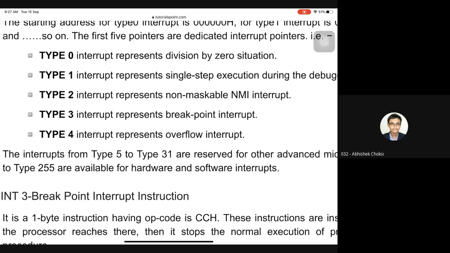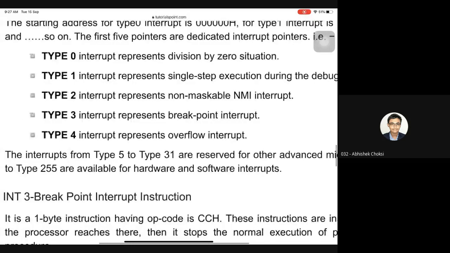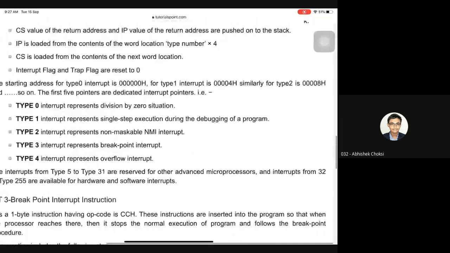So can you tell me from this, the code for NMI is stored on which location? The code of the NMI interrupt, the ISR, interrupt service routine for NMI, is stored on which memory location?